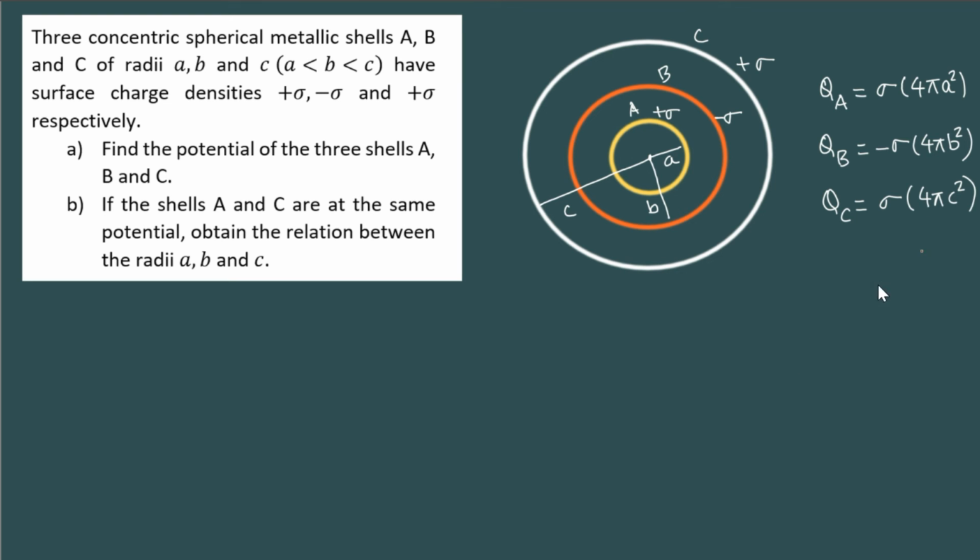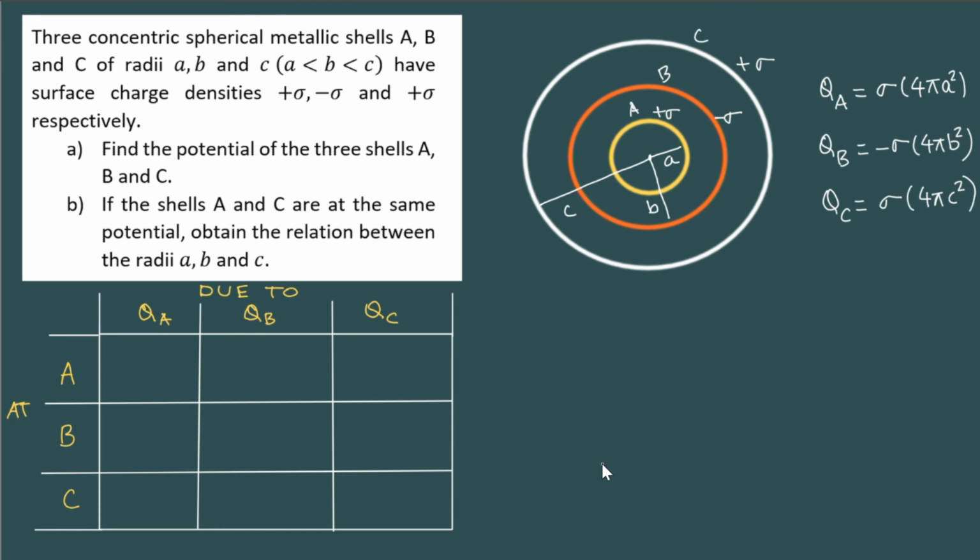Okay, and so how do we calculate potential at a particular point? The potential at a particular point is generated by charge everywhere. So if I take a point just outside A, the charge on shell A will generate a potential at that point, and so will the charge on shell B and then shell C. Let us look at how to get the potentials at each of those shells.